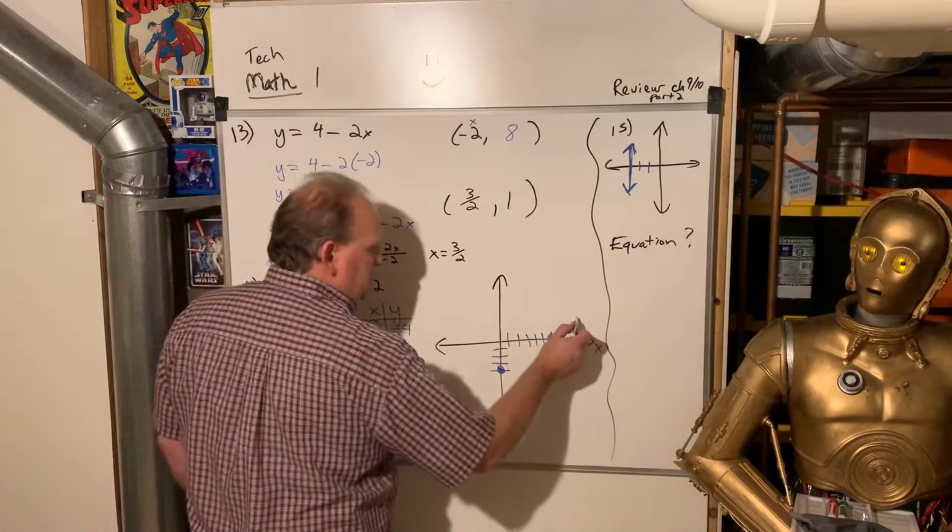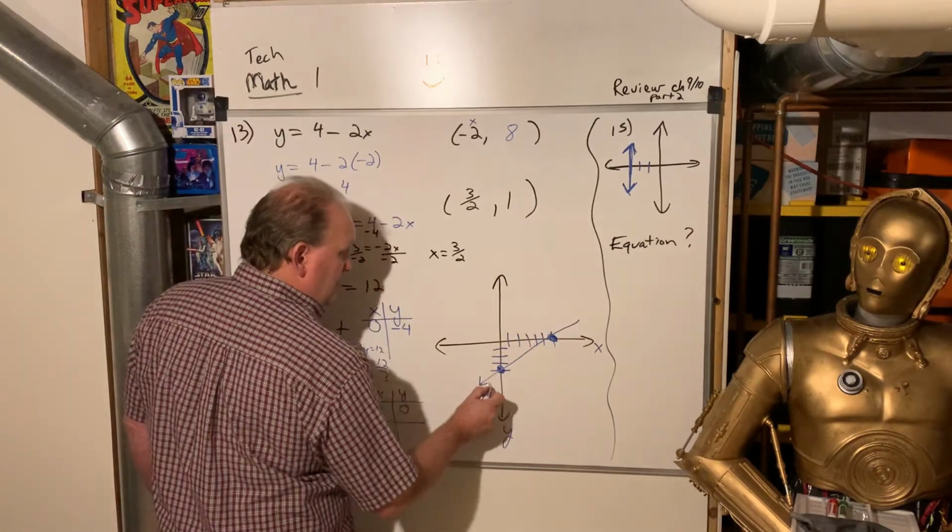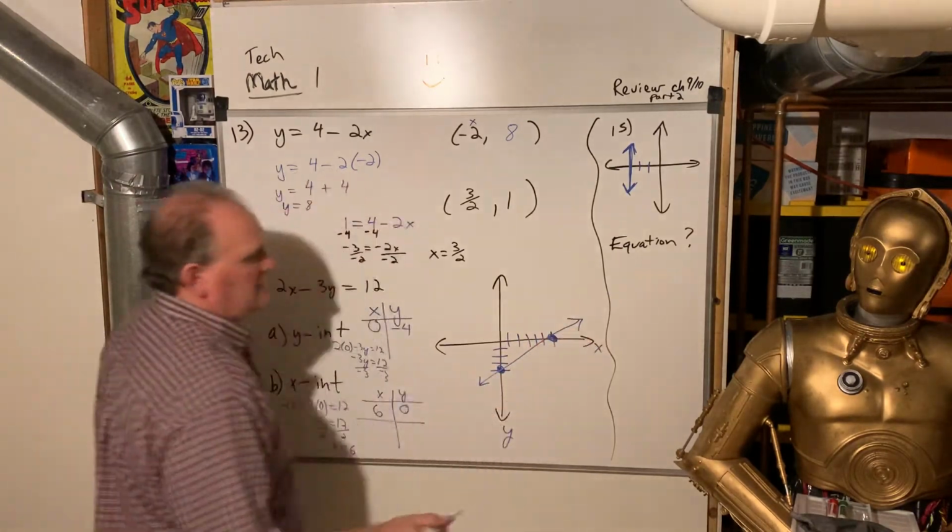And now we have 2 points to determine a line. So you just draw the line in there. Make sure to put the arrows on the line, please.